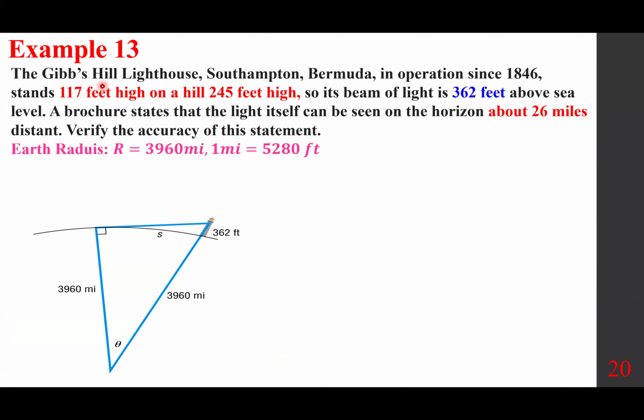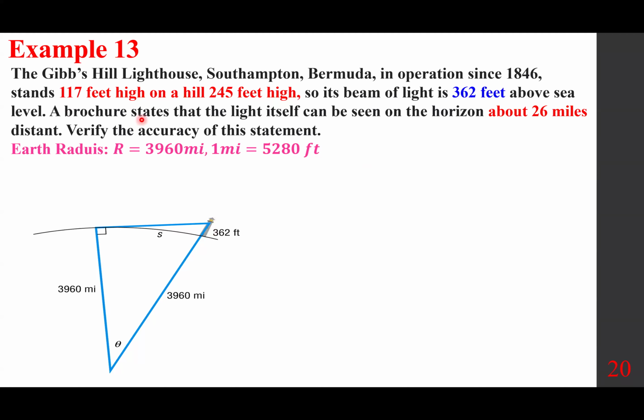The Gibbs Hill Lighthouse, Southampton, Bermuda, has been operating since 1846. It stands 117 feet high on a hill, and itself is 245 feet high. That's why, if you add them up, its beam of light is 362 feet above the sea level.